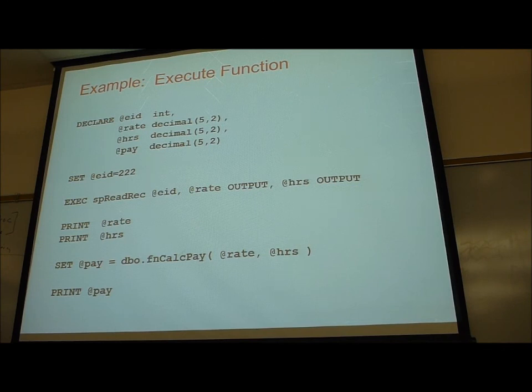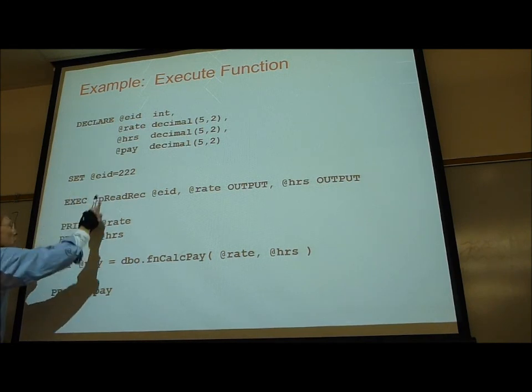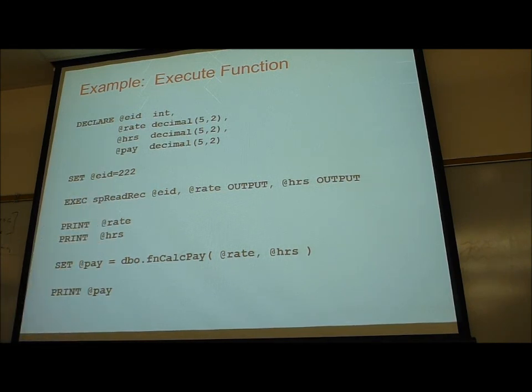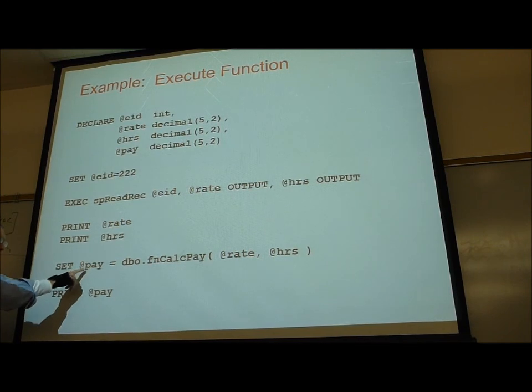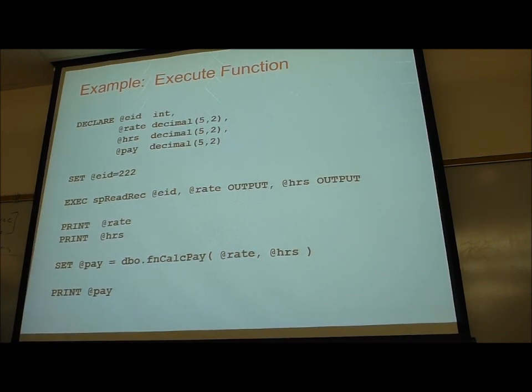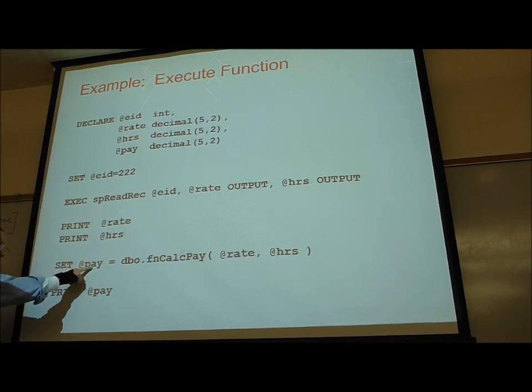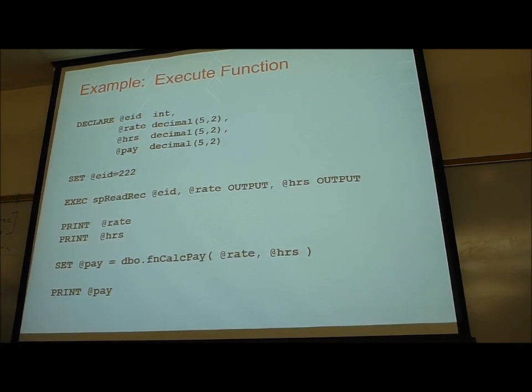So I've got a little script here with the EID, rate, hours, and pay. And we're going to do this for ID number 222. So the first thing I'm going to do is execute my little read record and get the rate and the hours for that employee. And then the way we use the function is in an expression. I'm going to set the pay here.